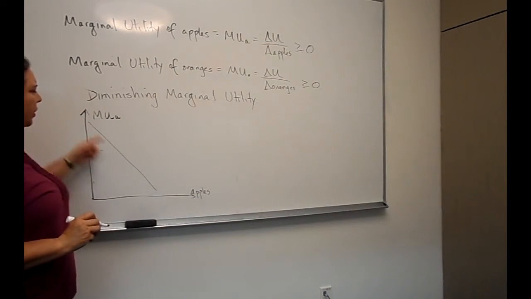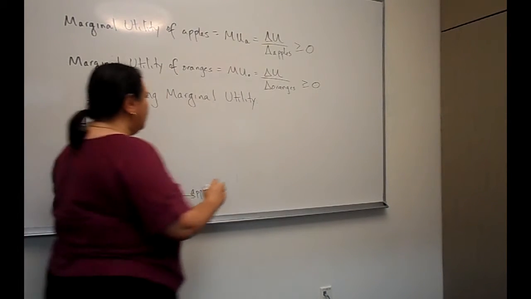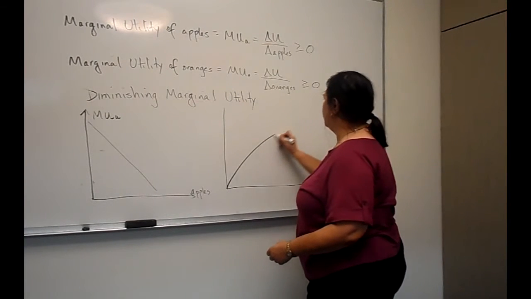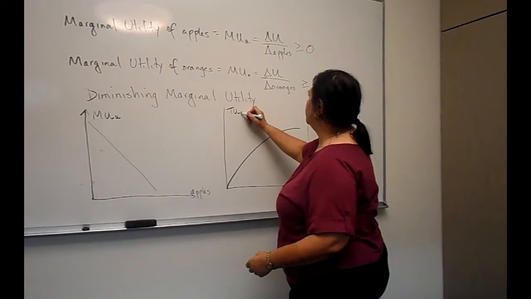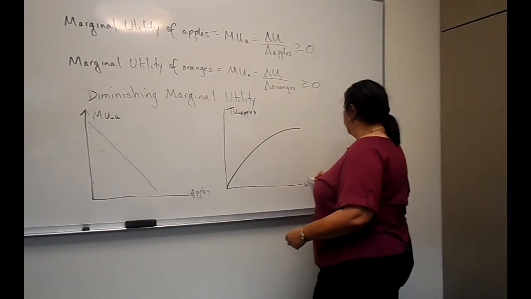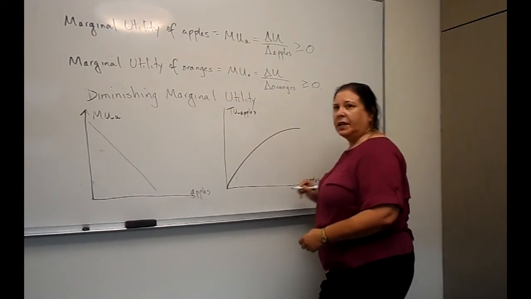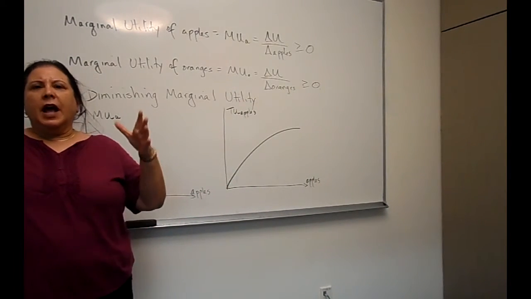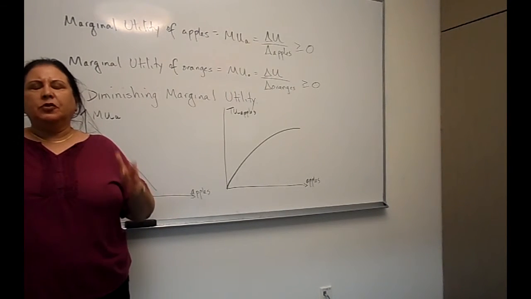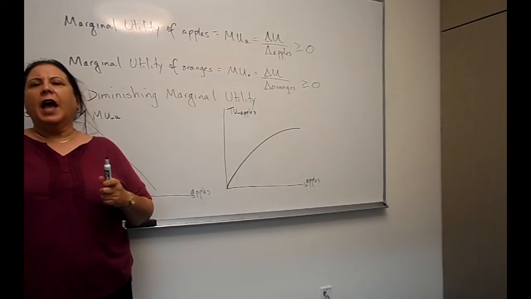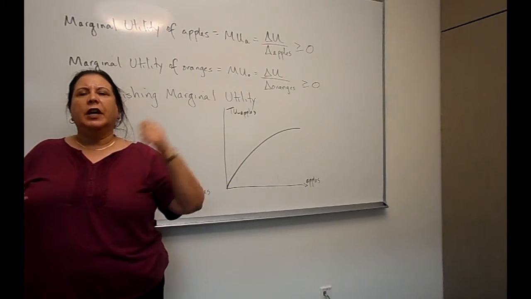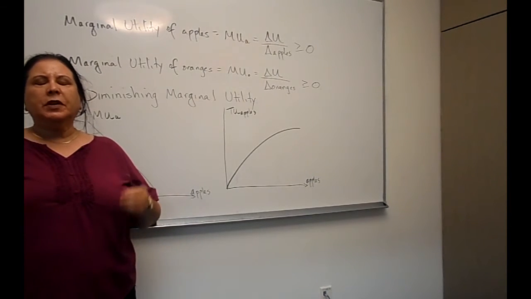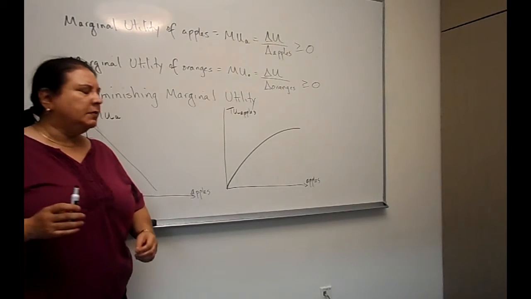As you get more and more of the good, you get less marginal utility, but your total utility is going up at an increasing rate. So this is total utility of apples, and this is apples. So what the consumer is doing is allocating their income between the buying of the 2 goods, apples and oranges, in order to maximize their utility. What we're going to assume the consumer is doing is maximizing utility.